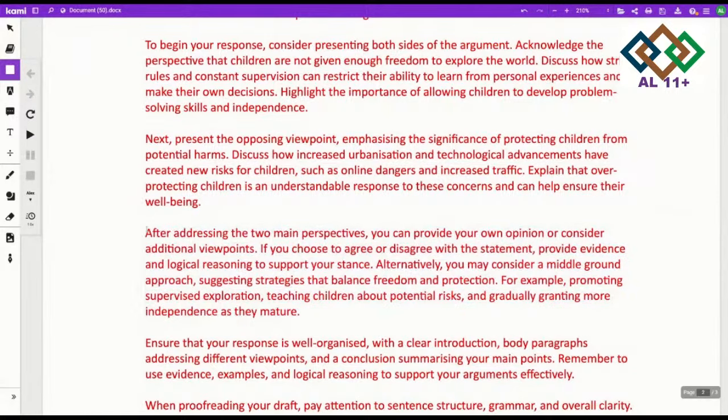After addressing the two main perspectives, you can provide your own opinion or consider additional viewpoints. If you choose to agree or disagree with the statement, provide evidence and logical reasoning to support your stance. Alternatively, you may consider a middle ground approach, suggesting strategies that balance freedom and protection. For example, promoting supervised exploration, teaching children about potential risks, and gradually granting more independence as they mature.